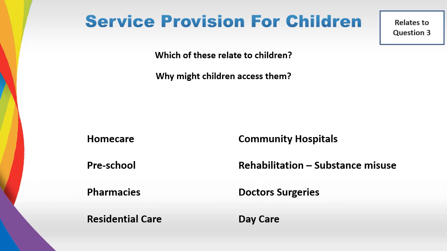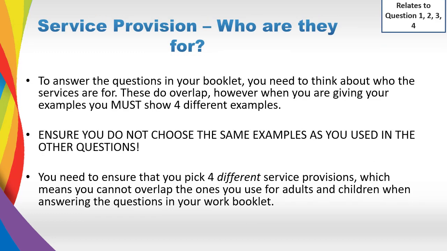So this time we're going to look at service provision for children. I've put the list of 8 services back up there. You should have already used 2 of these, so please don't think about those 2 anymore, because you can't use them for children as you've already used them for adults. So this time think about which of these relate to children and why might children access them. Remember, you cannot use the same 2 examples as you used before. Even if you change it to children, we need 4 examples, okay? So 2 for adults, 2 for children.